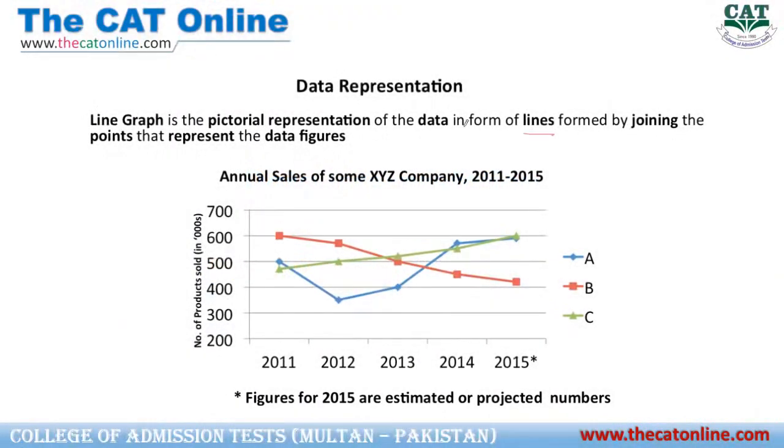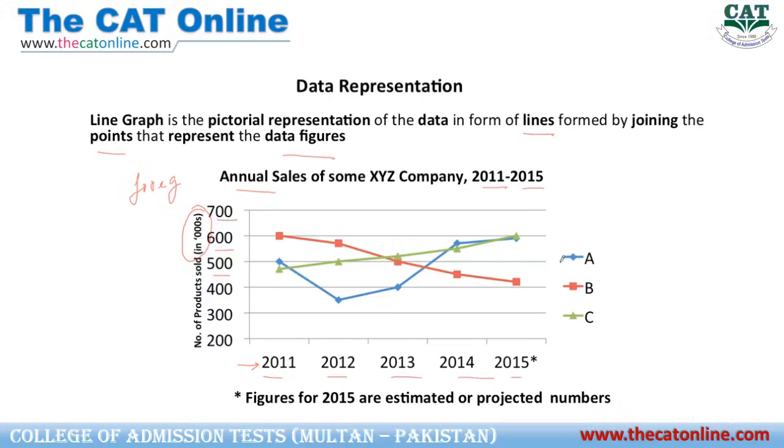Lines formed by joining the points that represent the data figures. Now, for example, we have annual sales of some XYZ company from the years 2011 to 2015. The y-axis here shows the number of products in thousands. So this is 700,000 or 7 lakh, this is 6 lakh, this is 500,000 or 5 lakh. And similarly, the x-axis here shows the years.